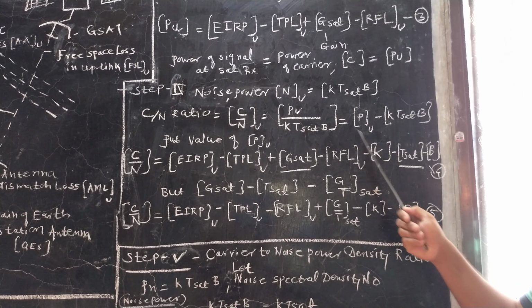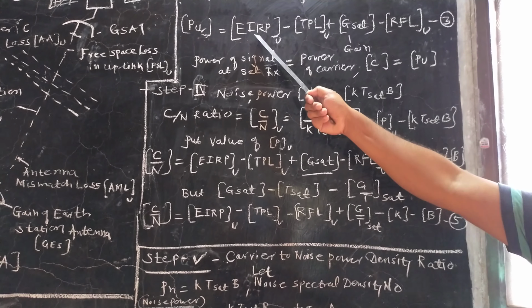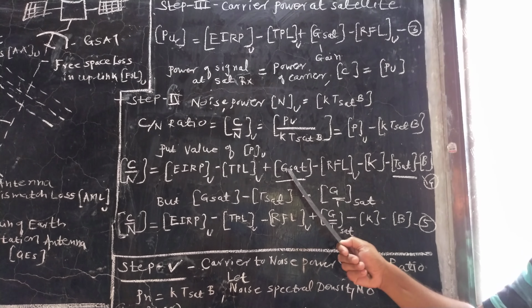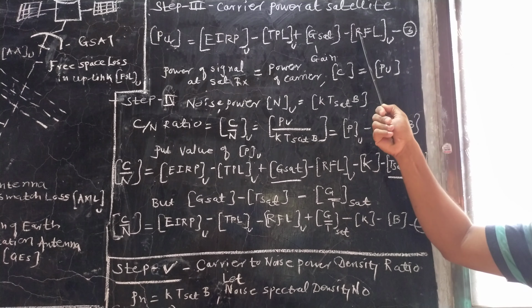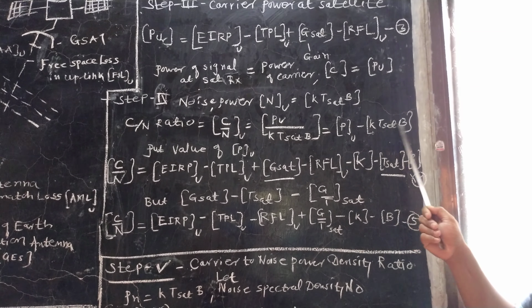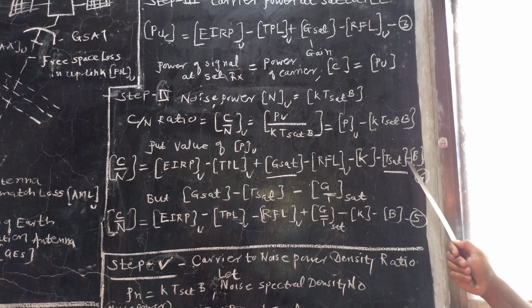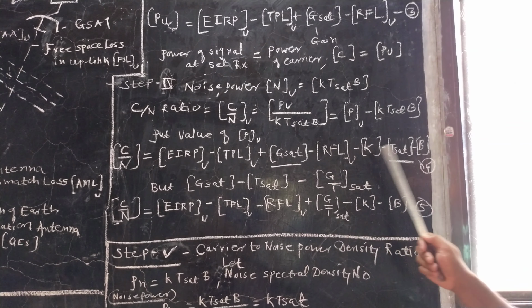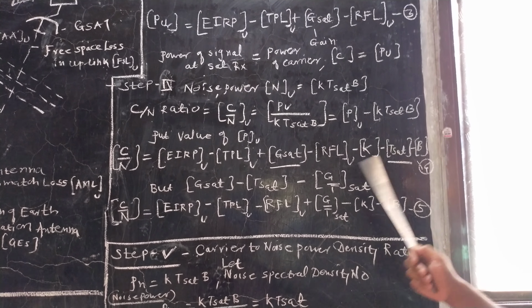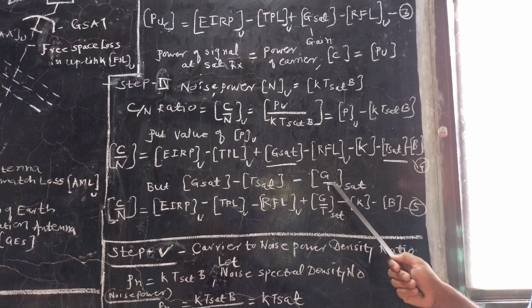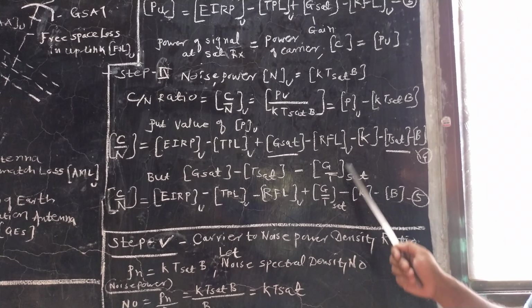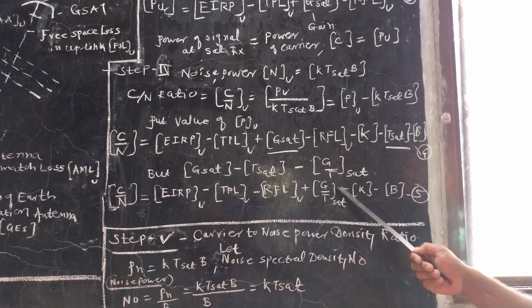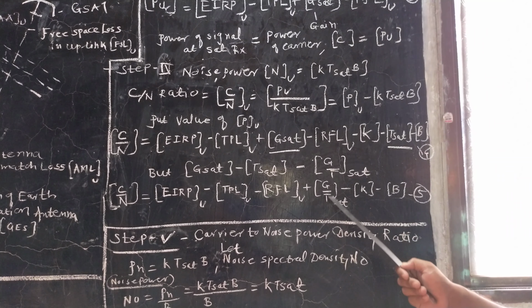We have to fill up the value of P uplink from this equation. So fill up the value, we will get EIRP minus TPL plus G sat, fill up all these values, minus RFL minus, this equation can be written as minus K minus T sat minus B. So in this equation observe this term G sat minus T sat is there, and we can denote this term G sat minus T sat is equal to G by T, and fill up that value in this equation. Then same equation is there, only fill up the value of G by T in this equation.